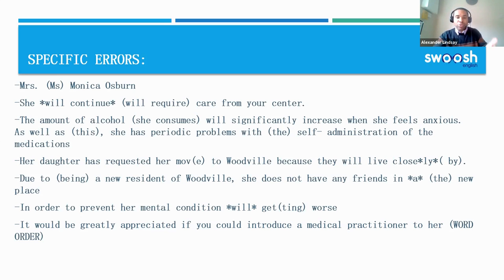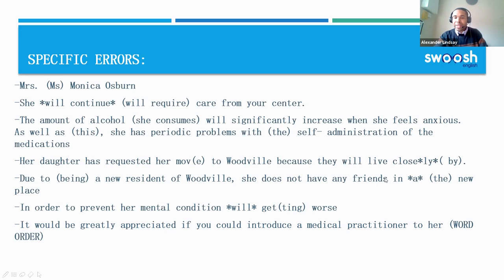She said her moving. So that was a grammatical point there, because they will live closely by. She said they will live closely. That doesn't sound quite natural. It's a bit of an unnatural expression. Will live close by would be a more natural way to express this. She says, due to a new resident of Woodville, we need here a gerund verb form. So it's due to being a new resident of Woodville is what we need here.